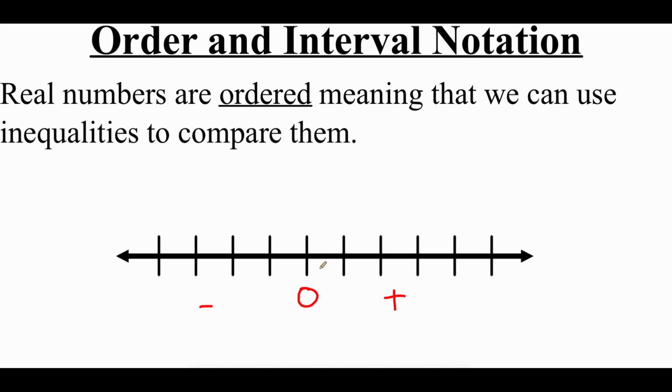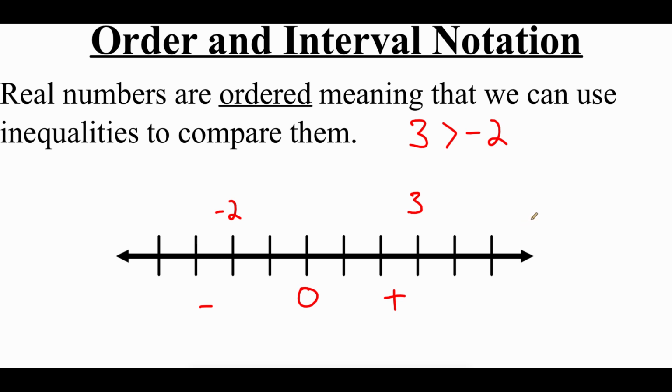So if we were to look at numbers going to the right, like I said, those are getting bigger. So if we looked at 3 compared to negative 2, 3 is further to the right along our number line, meaning that 3 is a bigger value than negative 2. So writing that out as an inequality, we can say that 3 is greater than negative 2.